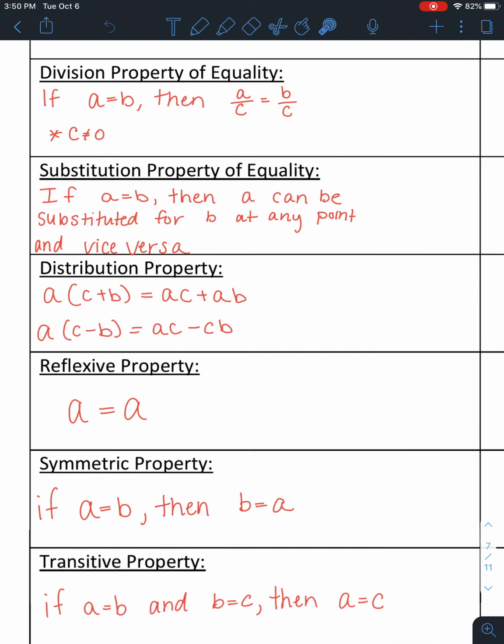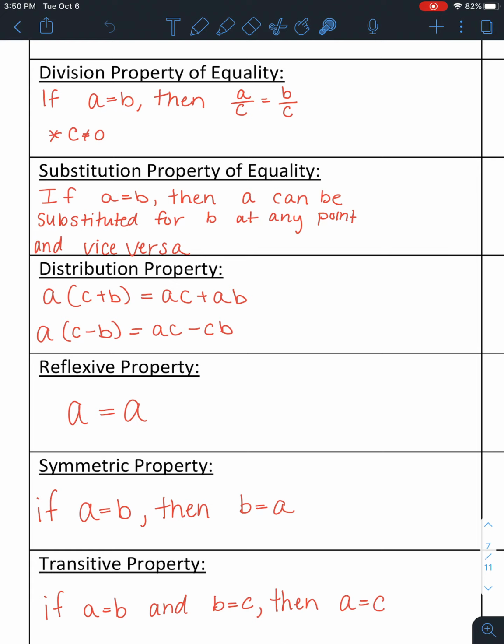Substitution property is saying, hey, if these two things are equal, then I can substitute either of those in for the other one and vice versa. So I can either plug A in for B or B in for A. Now, in all of these that I'm talking about, we can very easily substitute these in for numbers. So if A equals 3, I can plug 3 in for A or A in for 3.